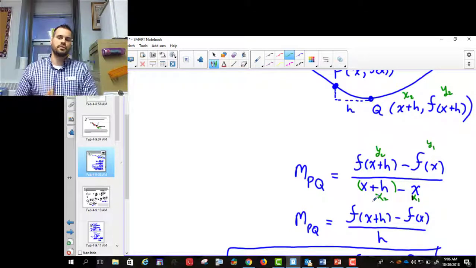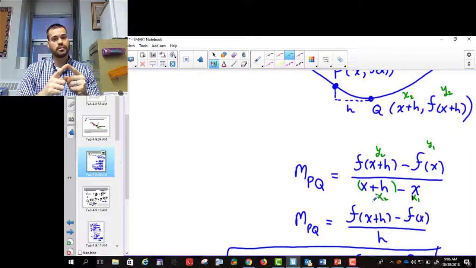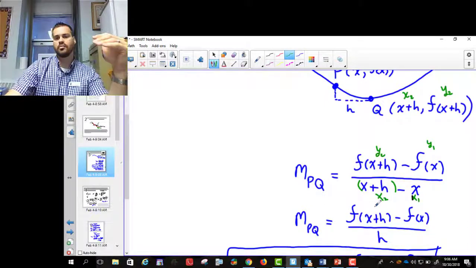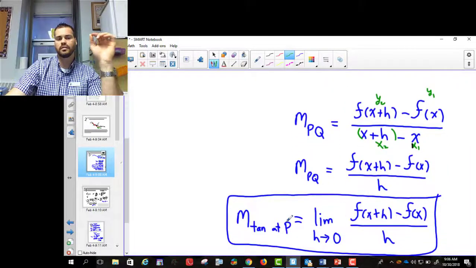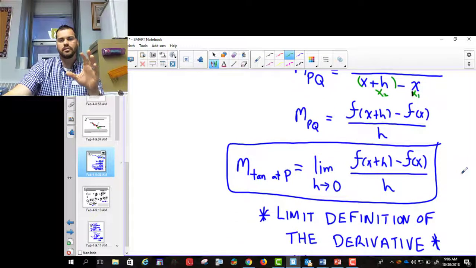So if you're following what I'm doing so far, now what I want to ask is, what happens when the point P and the point Q actually become the same point? So what is the slope going to approach when h, the distance between P and Q, approaches 0? And that's where the limit comes in. So what we're going to say is the slope of the tangent line at the point P is the limit as h approaches 0 of the slope of PQ. Okay? So that is the limit definition of the derivative. That's what it's called. That is going to give us our derivative function.